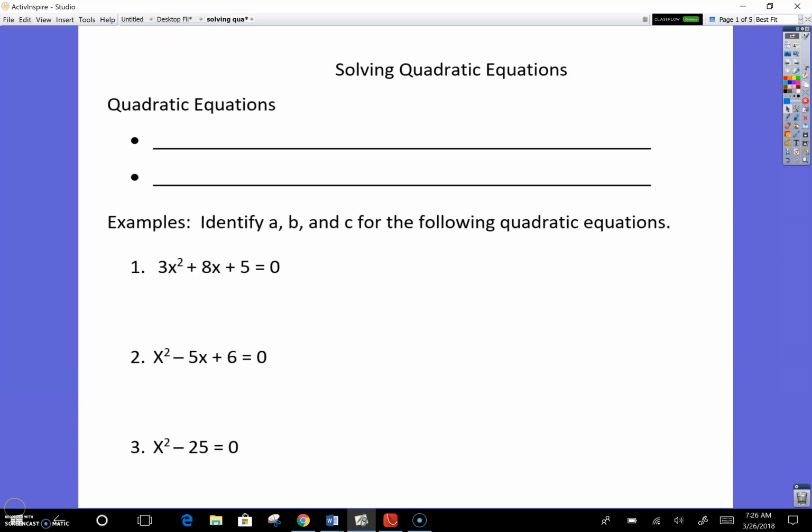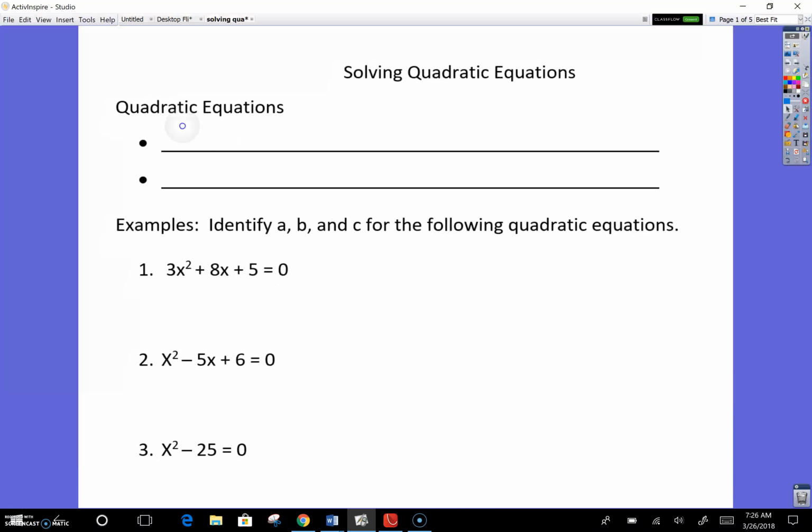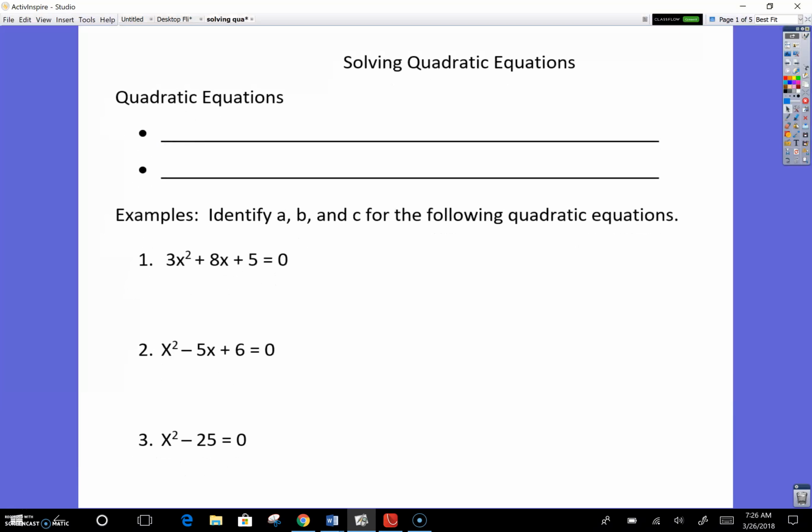Okay, this week we are going to solve quadratic equations. A quadratic equation, if you can remember, has an x squared. The way we solve quadratic equations is using a variety of methods. We're going to learn all the different methods this week.